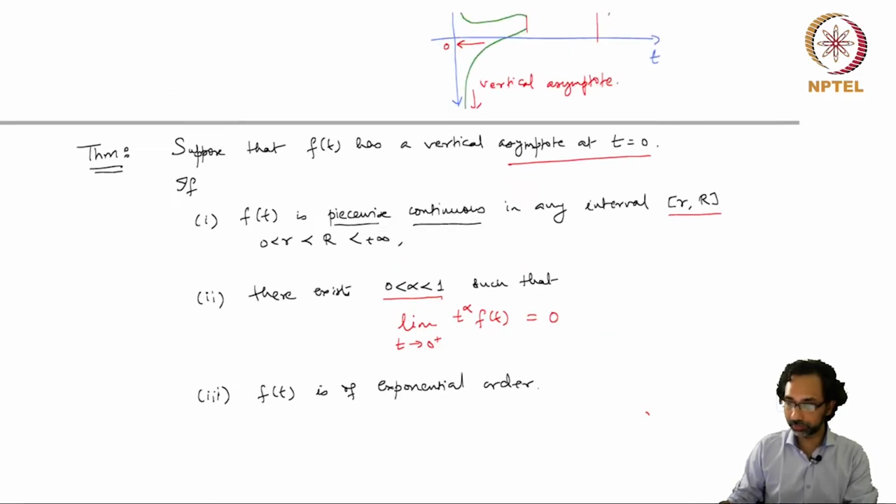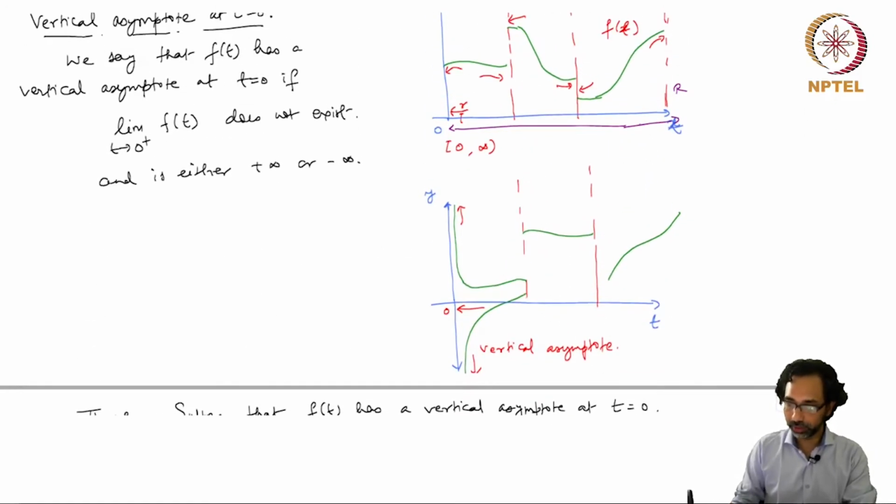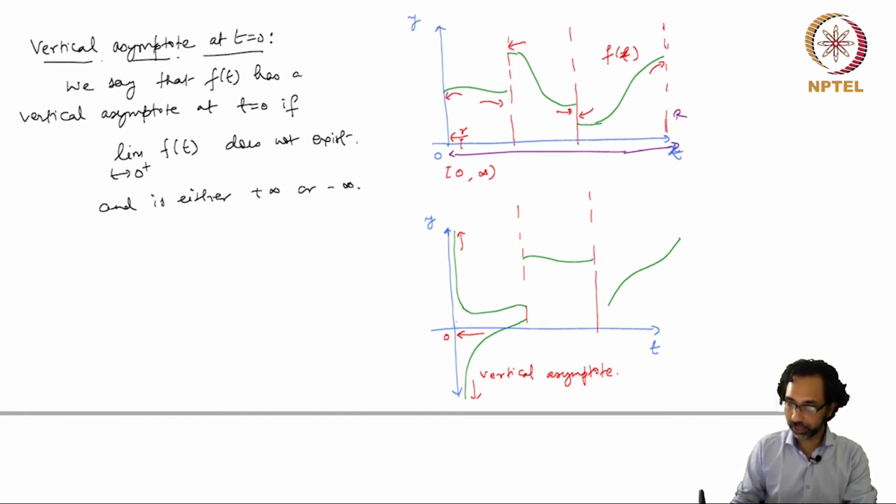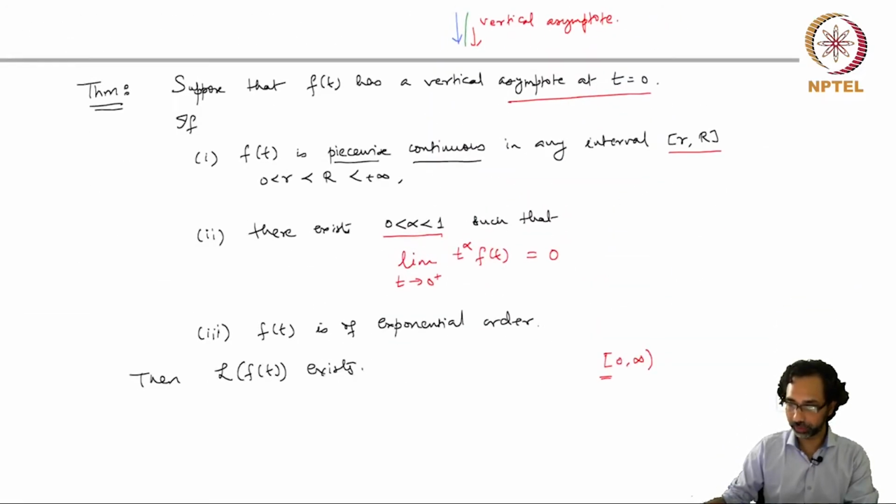So it looks like our picture here, the second picture here, where it can go to either plus infinity or minus infinity as t approaches 0 from the right. But outside this t equal to 0 line, it is piecewise continuous and of exponential order, so it is well behaved outside this t equal to 0 line.